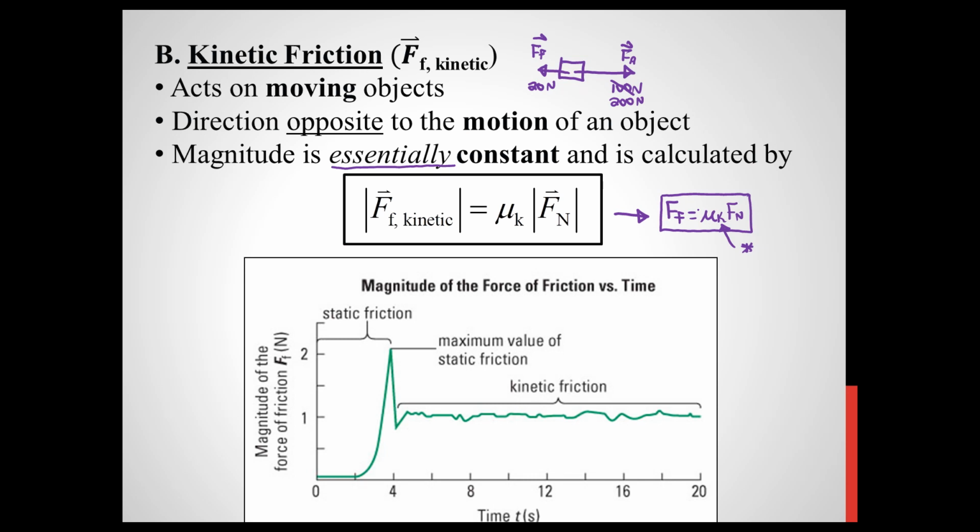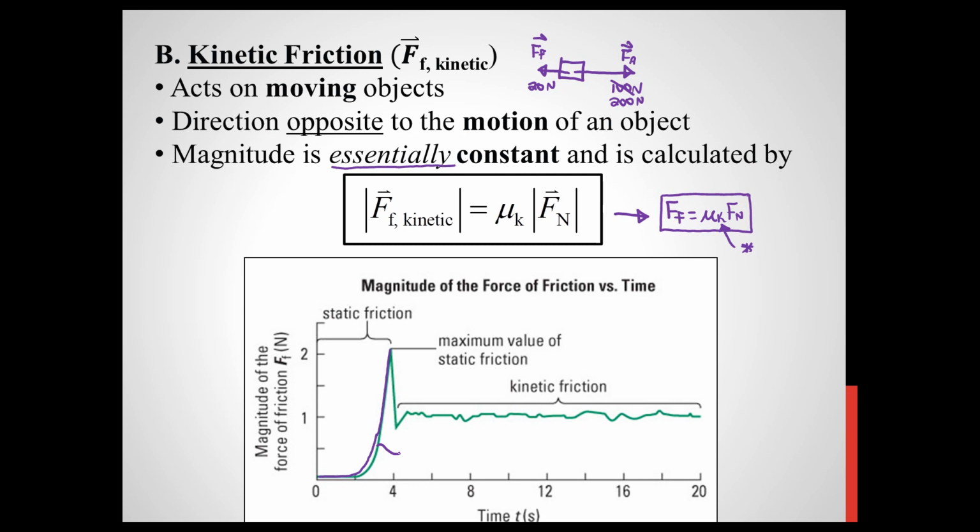This is a graph of the magnitude of the force of friction acting on an object over a certain amount of time. I just wanted to use the graph to show how the static friction changes and how the kinetic friction is roughly constant. So if we follow this, this could be just us pulling on a box. In this part of the graph right here, the static friction is not the same. It keeps changing.